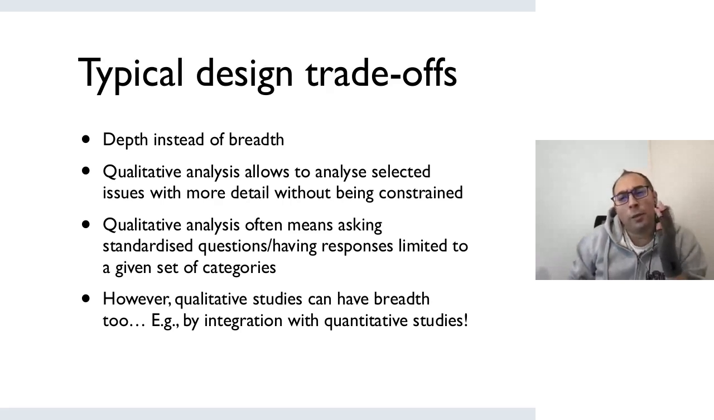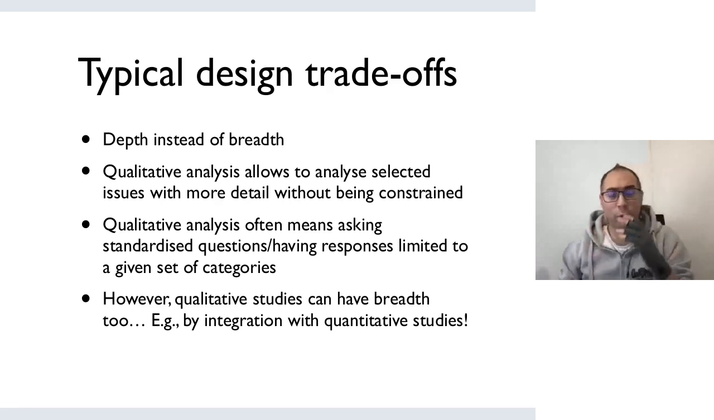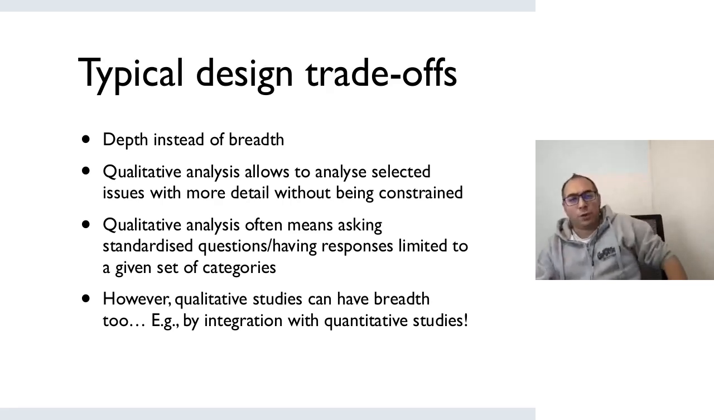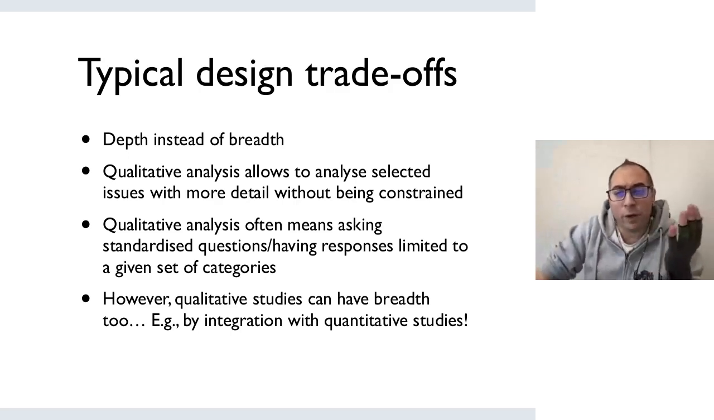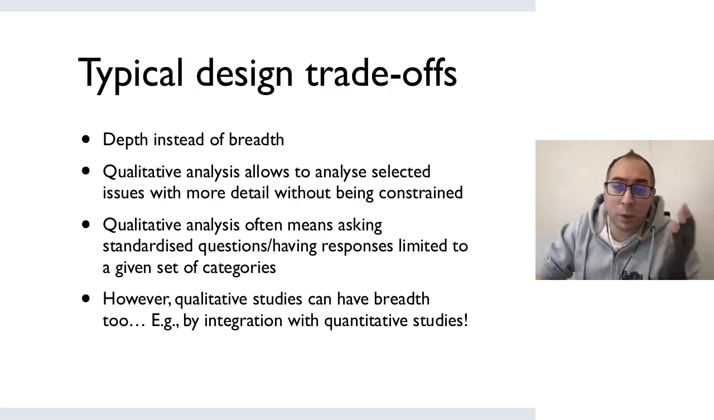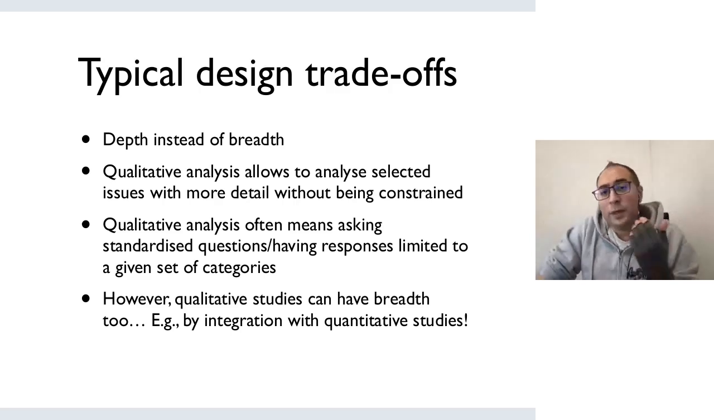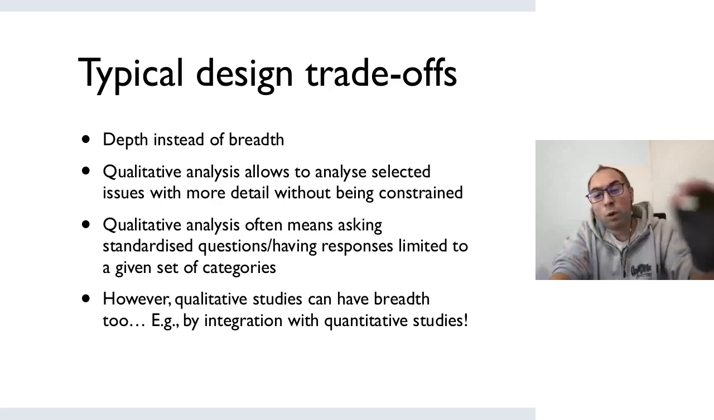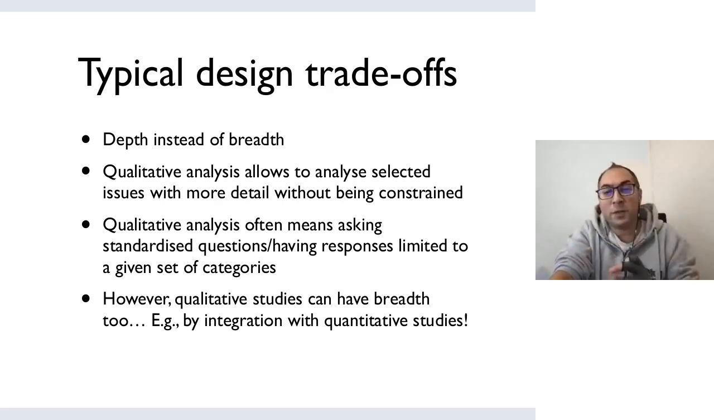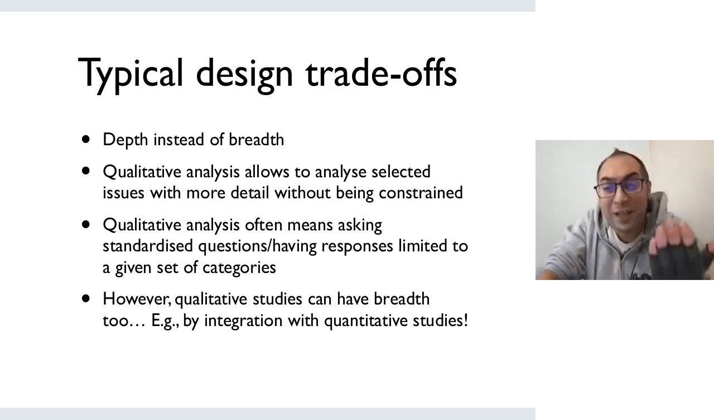Now, these are the typical design trade-offs. There are all sorts of books that you can take a look at for qualitative research design trade-offs. These are the typical ones, and my favorite is depth instead of breadth: the extent to which you want to go deep, instead of the extent of generalizability, the breadth that you want to cover, as opposed to constraining the qualitative analysis to go deeper into specific issues with maybe a quantitative lens.